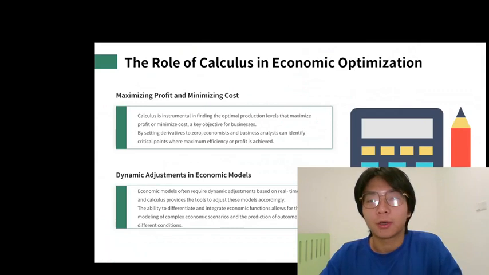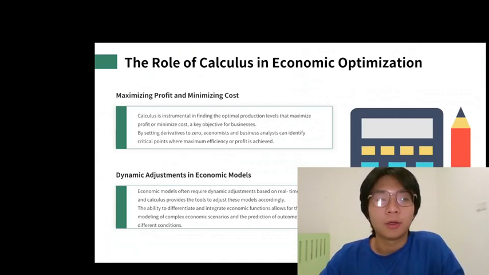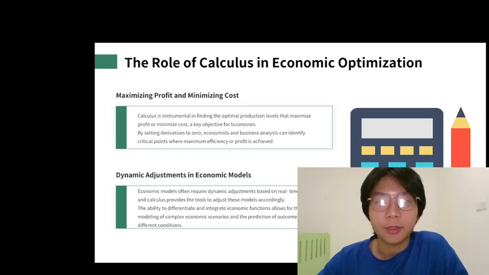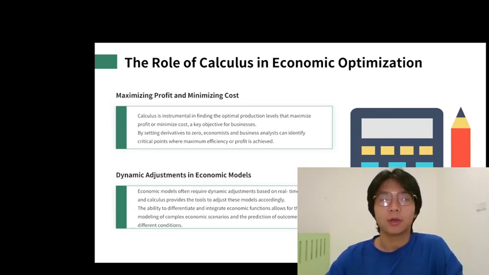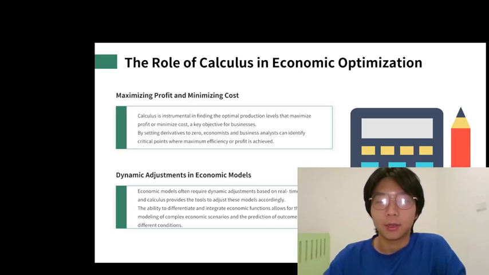Role of calculus in economic optimization. First, maximizing profit and minimizing cost. Calculus is instrumental in finding the optimal production levels that maximize profit or minimize cost, a key objective for businesses. By setting derivatives to zero, economists and business analysts can identify critical points where maximum efficiency or profit is achieved.